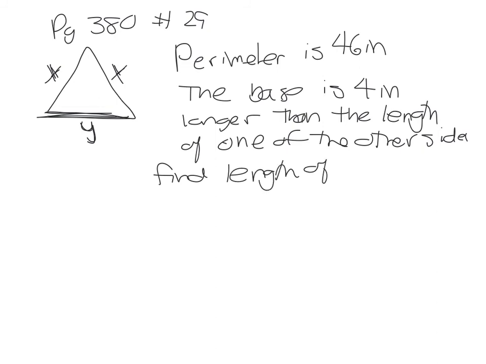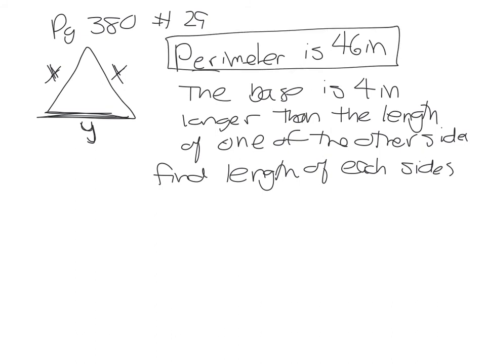So I need 2 equations, and I have these 2 variables. My first equation is going to be dealing with the perimeter. A perimeter means I'm adding up all the sides. So my perimeter, 46, is going to be equal to x plus x plus y. Just adding the sides gives the perimeter.